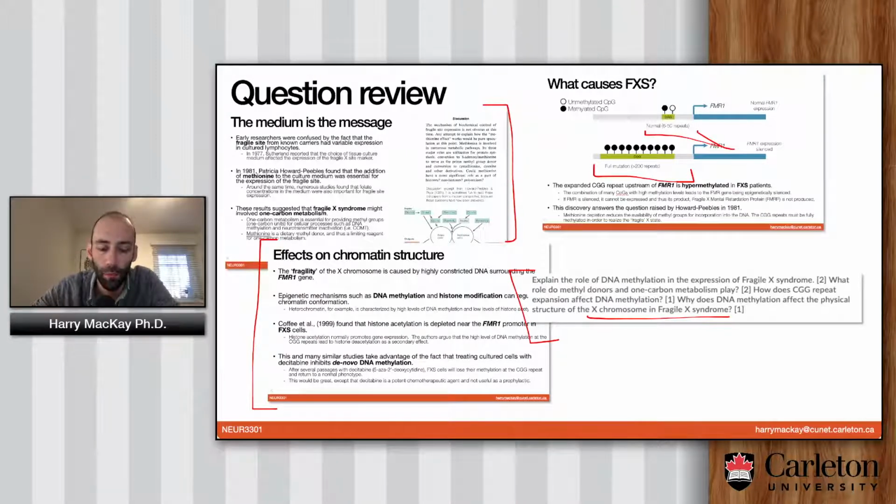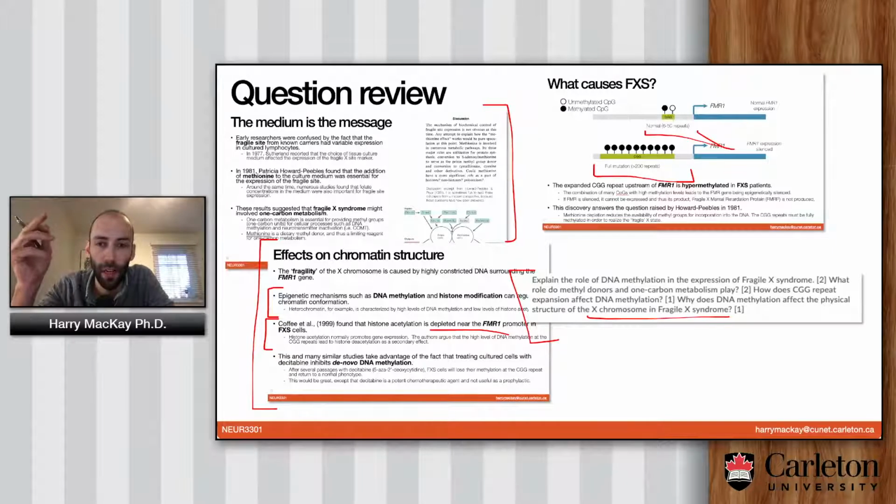So this really just boils down to the interaction between DNA methylation and histone acetylation. They've known since the late 90s that histone acetylation is depleted near the FMR1 promoter in fragile X cells. Histone acetylation, if you can recall the epigenetics lecture, is associated with increased gene expression and a relaxed chromatin state. So the more acetylation you add to the histones, the more the histones tend to repel each other and pull apart the DNA, allowing the chromatin to be open and to breathe a little bit more.